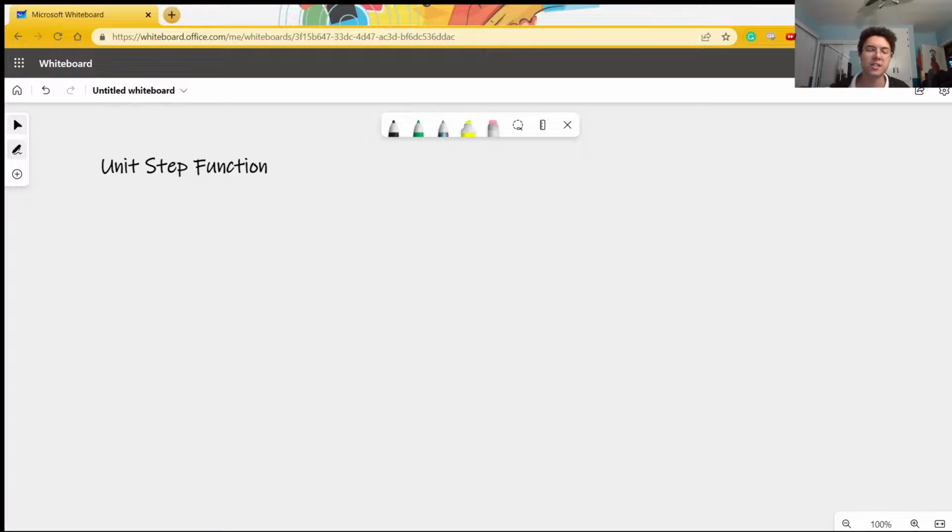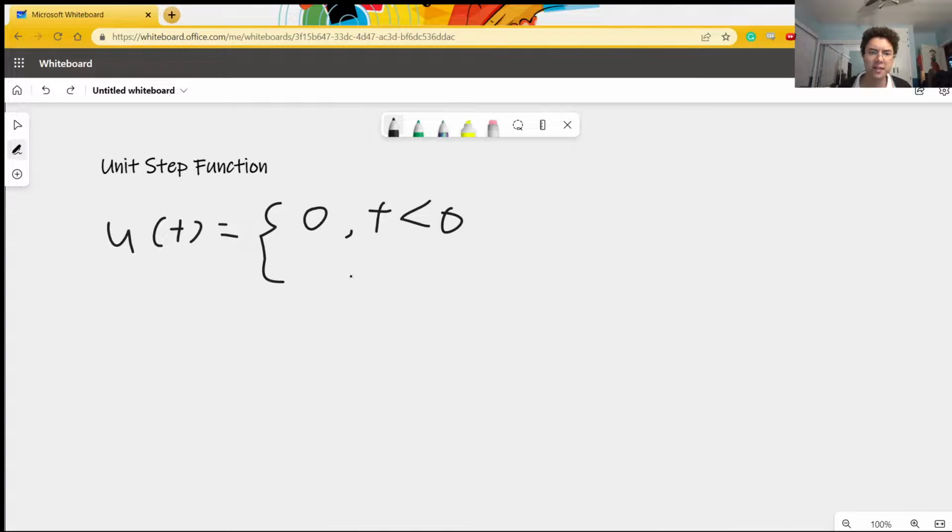The unit step function is a mathematical representation of turning on and turning off. How does this magical function work, you ask? By being a piecewise function. When t is less than 0, the unit step function is 0, or off. But when t is greater than 0, the unit step function turns on. It is 1.